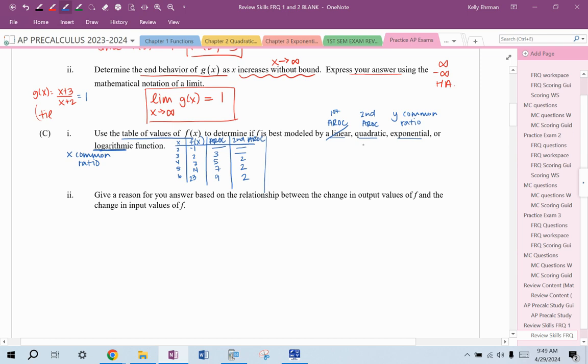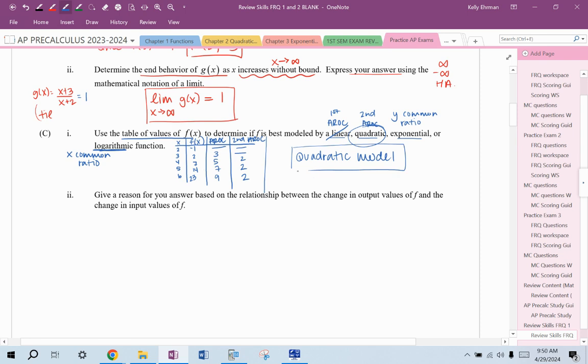So what is this best modeled by? Quadratic. What if these were not constant? Then I would go back and check, what if I divide consecutive y values? So what's 2 divided by negative 1? What's 7 divided by 2? What's 14 divided by 7? If I had a common ratio that way, exponential. Or if that weren't the case, I could do 3 divided by 2, 4 divided by 3, 5 divided by 4, and look for a common ratio in the x's for it to be logarithmic. This is a quadratic model.